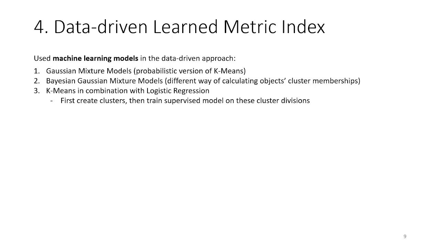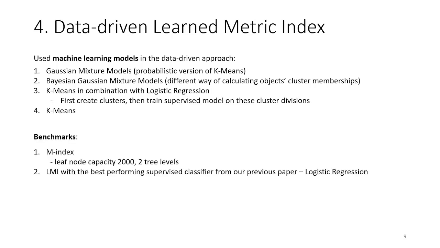The last model is the well-known k-means clustering algorithm. This algorithm operates with distances instead of probabilities, which is fine in index building. We are still able to get the predicted object's position within the LMI. However, in the searching phase, we cannot use probabilities anymore and we have to rely on distances. As benchmarks, we chose to use two of the best performing indexes from our previous paper. First, an M-index benchmark with a specific configuration of leaf node capacity of 2000 and 2-3 levels. Next, a learn metric index with logistic regression being the primary classifier.